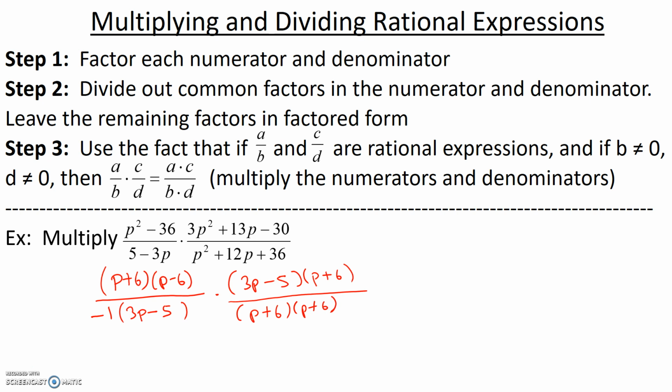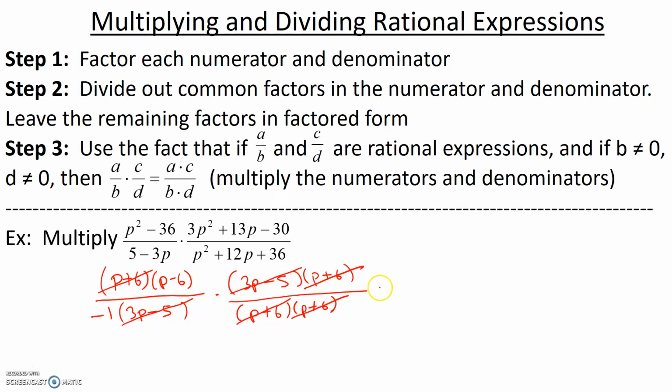That's step 1. Step 2, divide out common factors in the numerator and denominator. It doesn't matter if the common factors are in the same fraction or in different fractions, but anything from the numerator can divide anything in the denominator. For example, this p plus 6 and this p plus 6 are a common factor, so they divide to be 1. This 3p minus 5 and this 3p minus 5 divide to be 1 since they're common factors. This p plus 6 and p plus 6, even though they're in the same fraction, it's fine. We can divide them to be 1 because one's in the numerator and one's in the denominator. This divides to be 1.